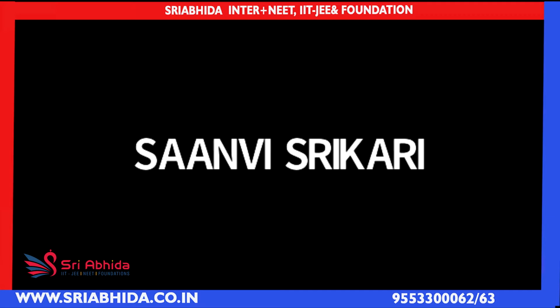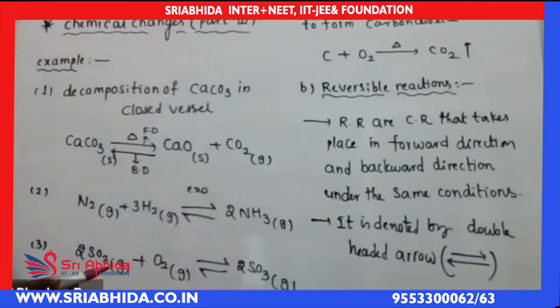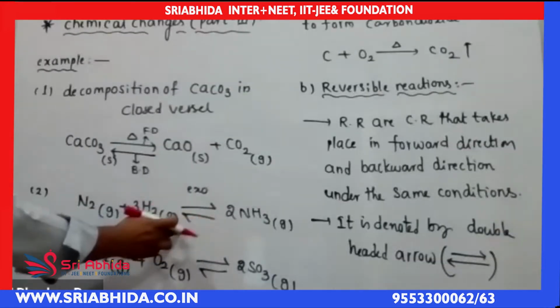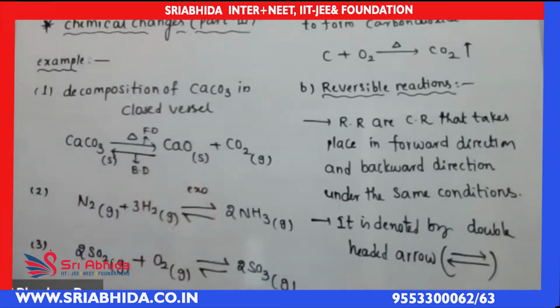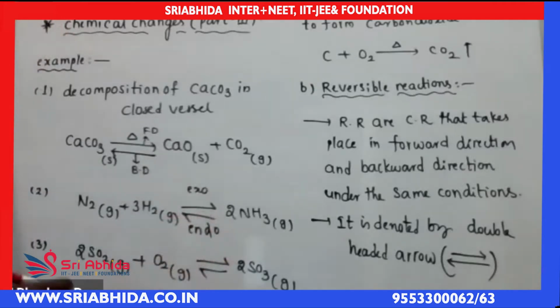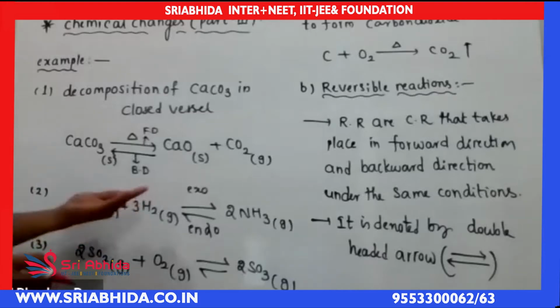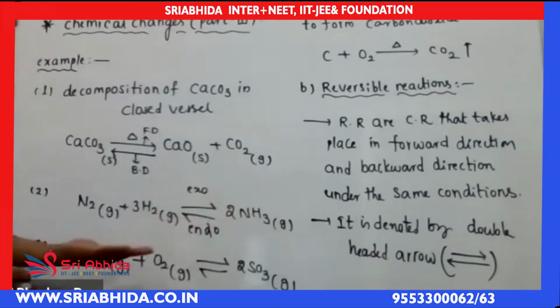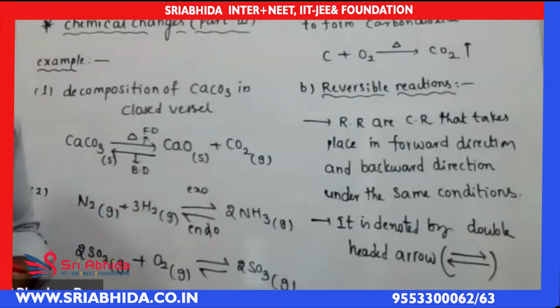In the second one, when ammonia is formed, it undergoes an exothermic reaction. Then when it is getting back to nitrogen plus hydrogen, this one is endothermic. Exothermic is converted into endothermic. So forward is exothermic, and the reverse or backward reaction is endothermic.